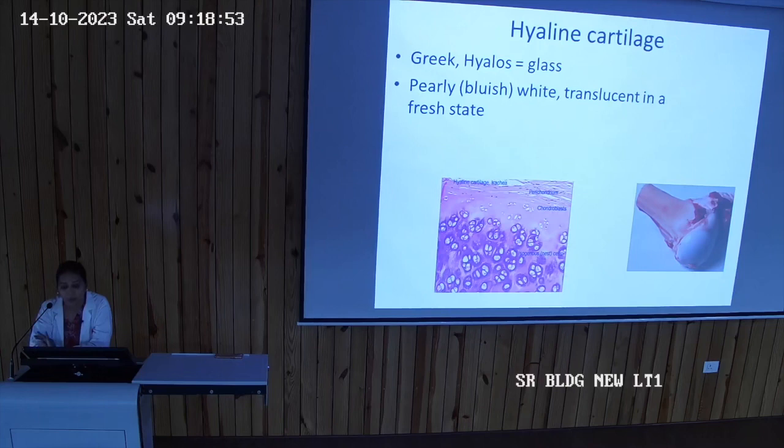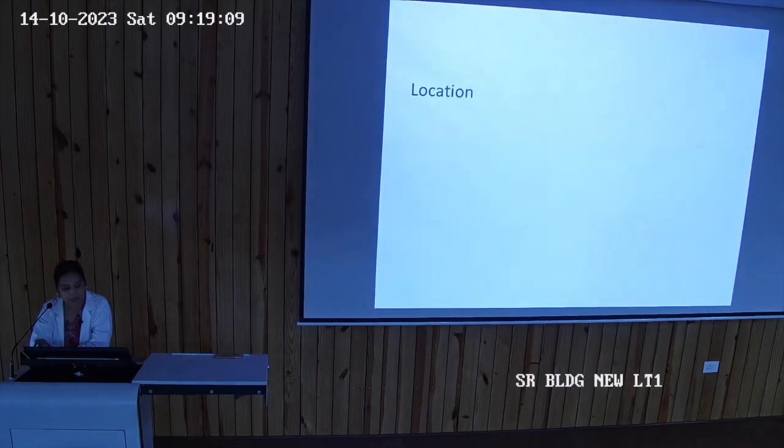Okay? So how will it look under the microscope? Uniform, translucent, glass-like appearance. The cells are present in groups of 8, meaning the maximum limit is 8. They are present in groups in the lacunae, and no visible collagen fibers are there.